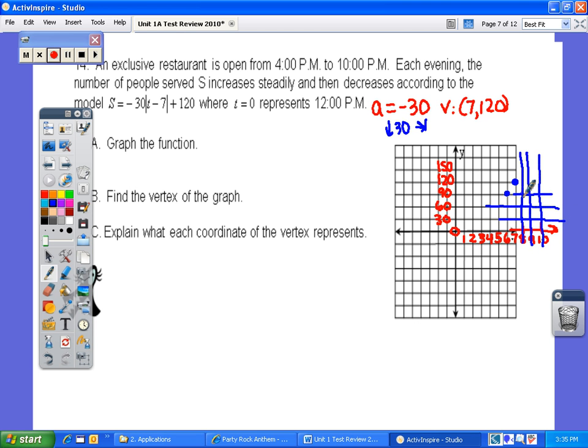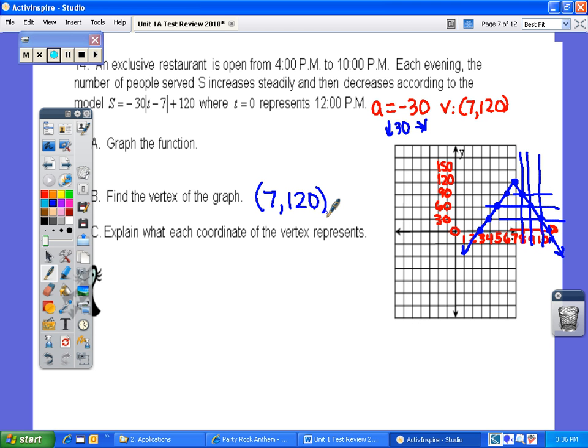And then of course I'm going to have to go the other way as well. Then I count down 30 over 1 again. Down 30 over 1. Down 30 over 1. And here's my graph. So the vertex was at 7 and 120. So they said explain what each coordinate in the vertex means.